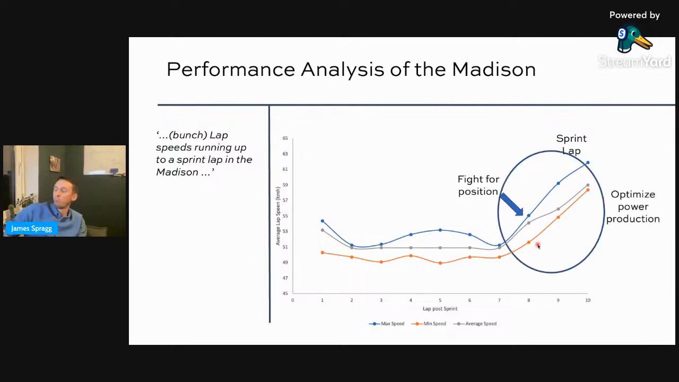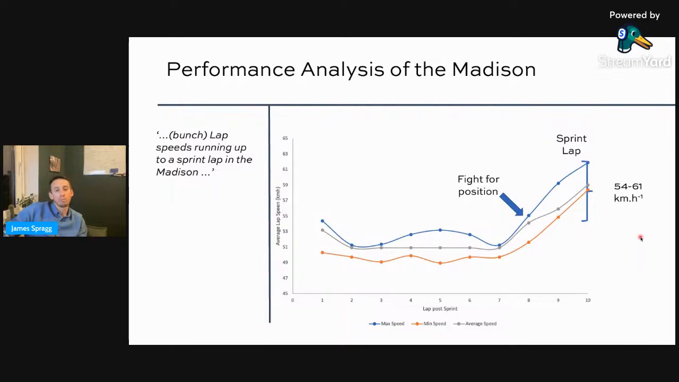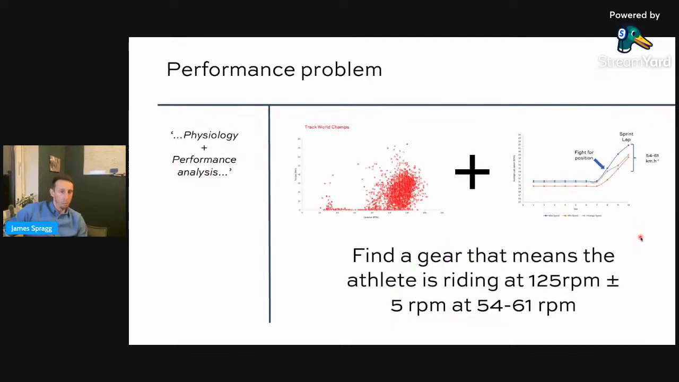So what we need to do is optimize power production at this point of the race. When we drill that down, we know we've got speeds of 54 to 61 kilometers an hour. Because on the track people use fixed gears, there's a fixed relationship between the gear you're using, the speed you're traveling, and the cadence you have to pedal at, so we can put all those pieces together.